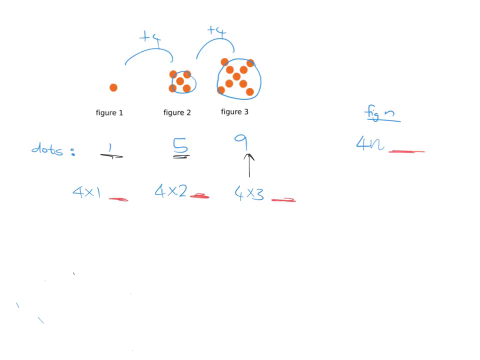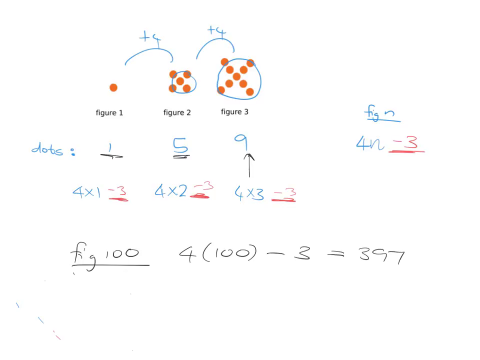Well, 4 times 1 is 4, so to get to 1, I'd have to subtract 3. And let's just check then. 4 times 2 is 8. Yes, if I subtract 3, I do get to 5. And 4 times 3 is 12. And if I subtract 3, I do get to 9. So I know my formula then is 4n minus 3. So in other words, in figure n, there's 4n minus 3. This helps me then if I want to know what happens to figure 100. It's going to be 4 times 100 minus 3, which is 400 minus 3, which is 397.